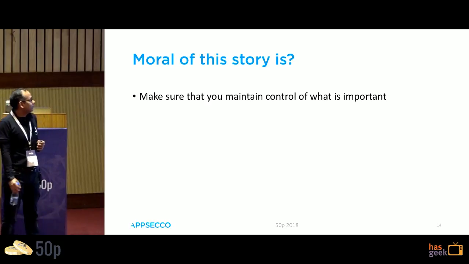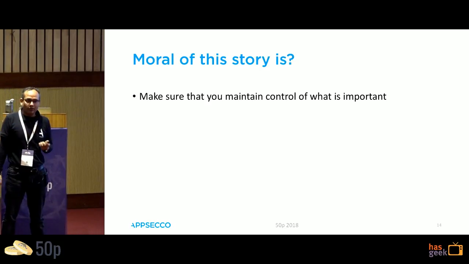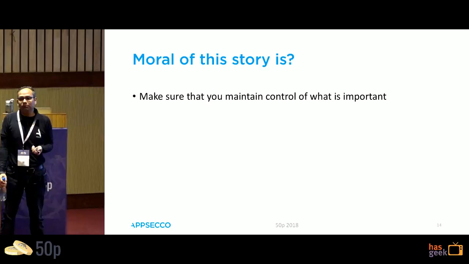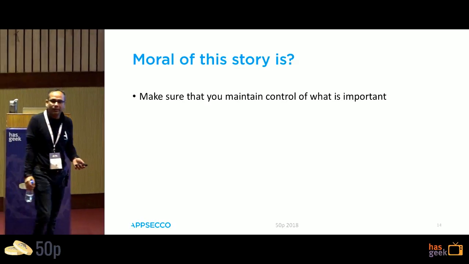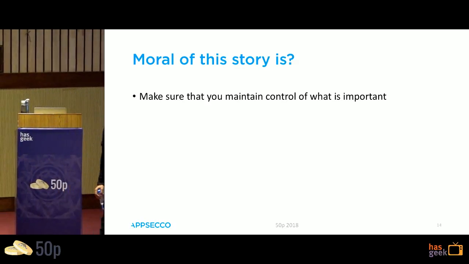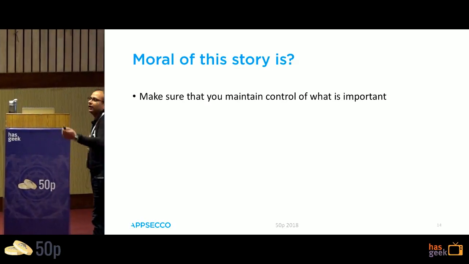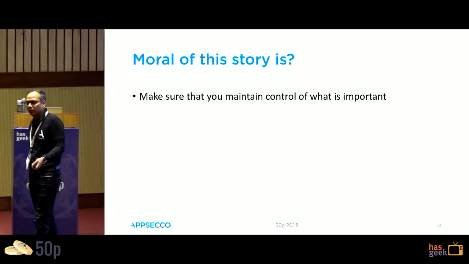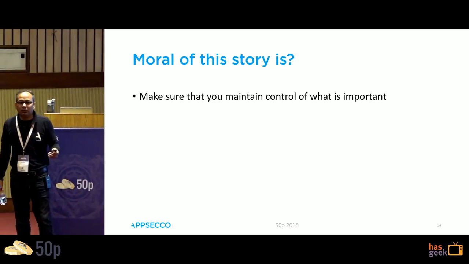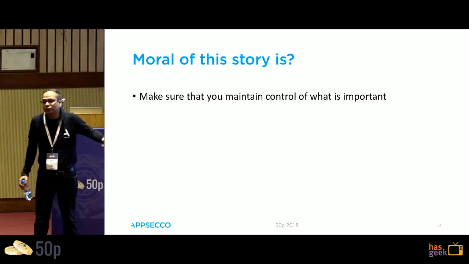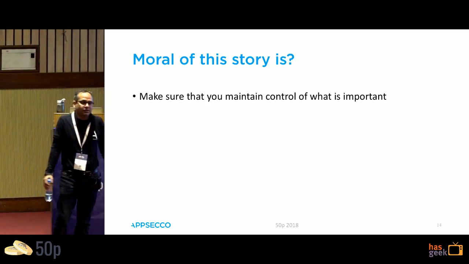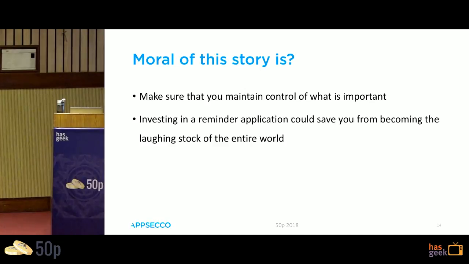The moral of the story is, make sure you maintain control of what is important. What's important for you? The primary domain. Not many people think about the primary domain. It's the way they operate. All their APIs, that's the base URL. Whatever it is, it could be the sales and marketing domain, or it could be the one where all the API keys or API URLs point to, right? Whichever it is, you have to maintain control of this.